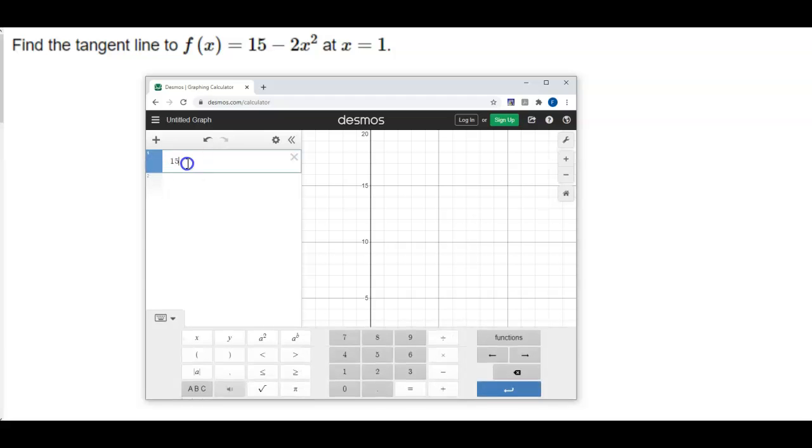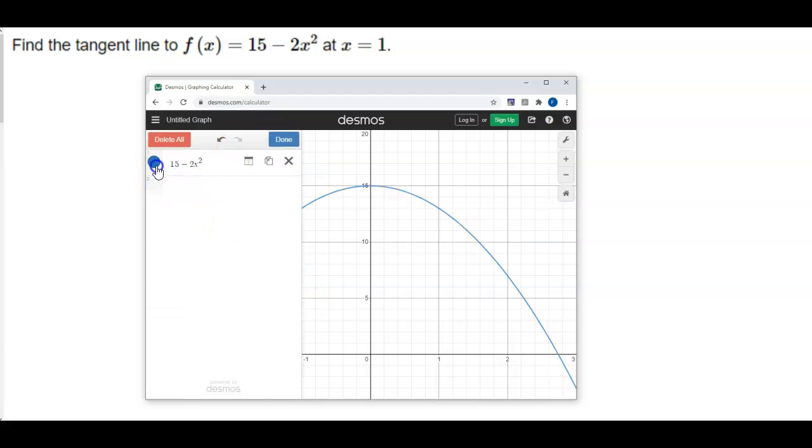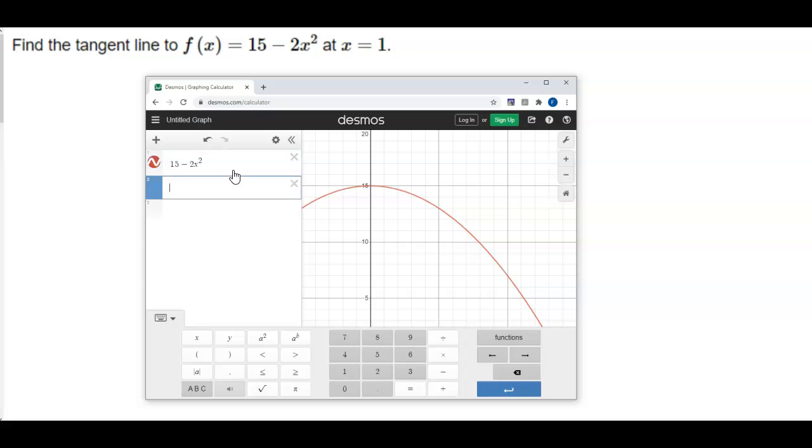So this is 15 minus 2x squared. Okay, so here is our curve. And so we want to take a look at the value at 1. So at 1, what is this point here? Well, this point at 1 is 13. So I'm going to plot that point here. I'm going to put 1 and then 13. Okay, so there's 1 point on the graph.